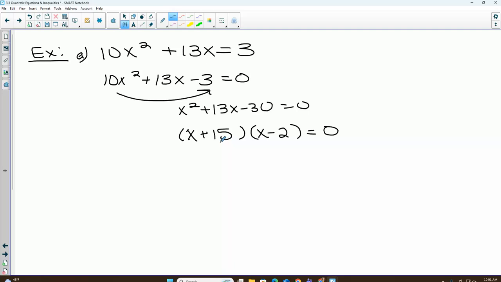Divide by 10 first. Now, technically, when you write it back in factored form, at the 2x plus 3, you could skip this step and just set them equal to 0 right there. Either way, it's fine, you'll get the same answer.